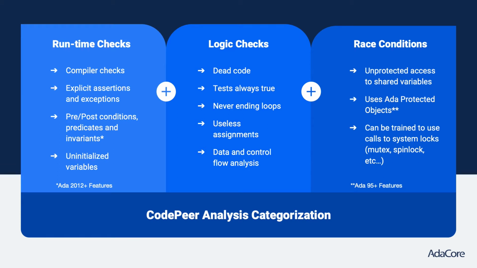The CodePeer Advanced Static Analysis tool looks for three different types of issues which can occur in Ada code: runtime checks, logic errors, and race conditions. A runtime check can be anything that would cause an exception to be thrown at runtime, such as a divide by zero or an array index check, otherwise known as a buffer overflow. A logic error might be something like a loop without a reachable exit, an unreachable logic branch or unused subprogram, also known as dead code. And of course, a race condition would be an access to data from a task or thread in an unprotected way. CodePeer will look for all of these types of issues during its analysis.